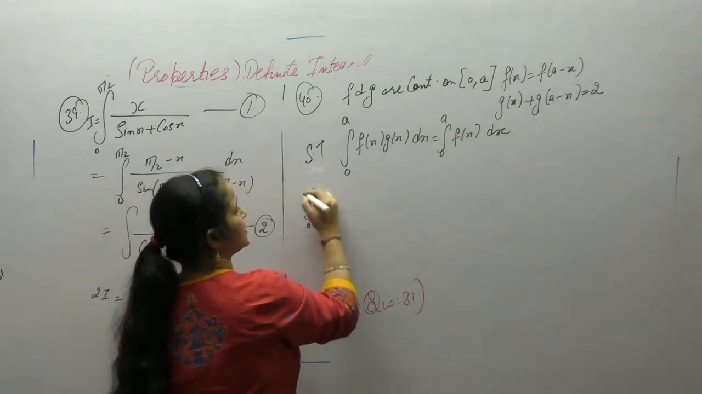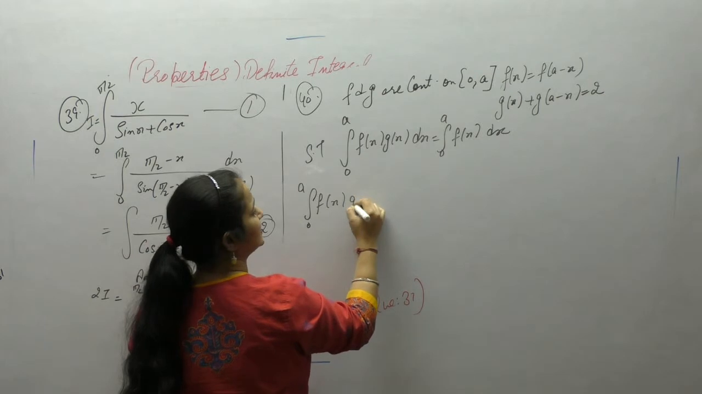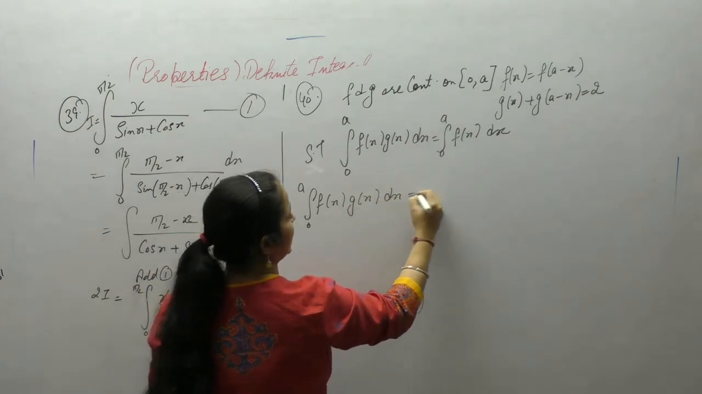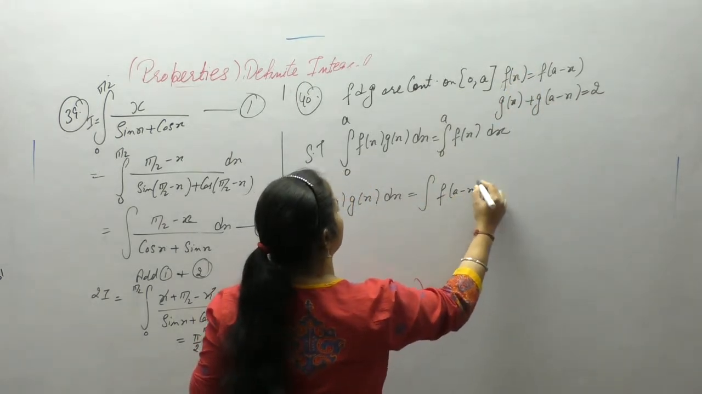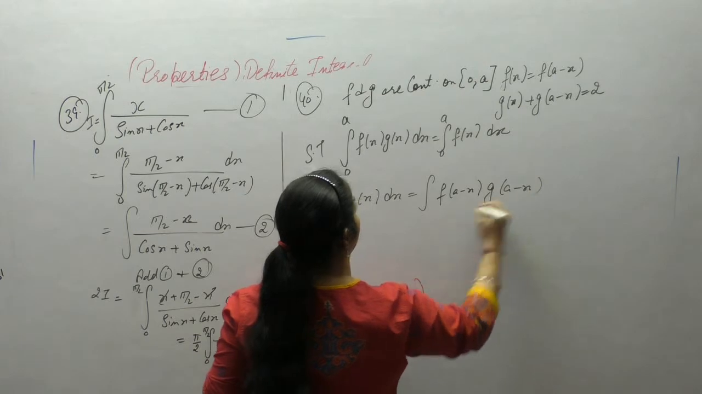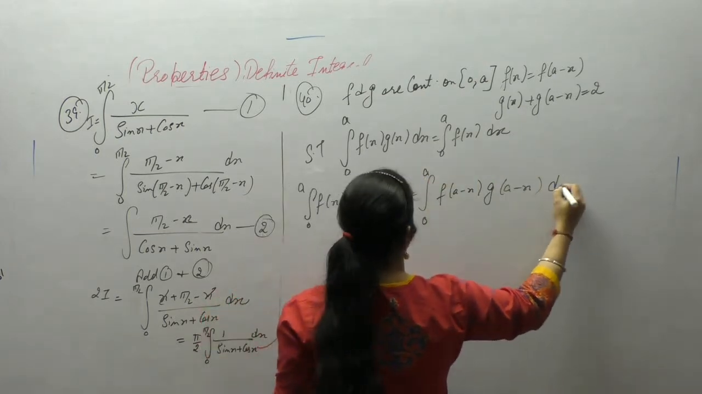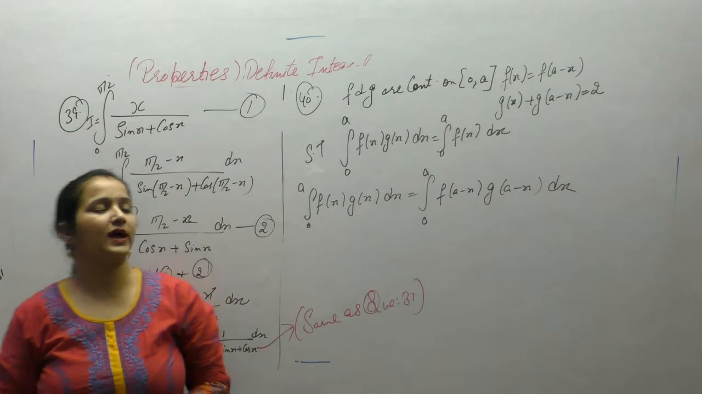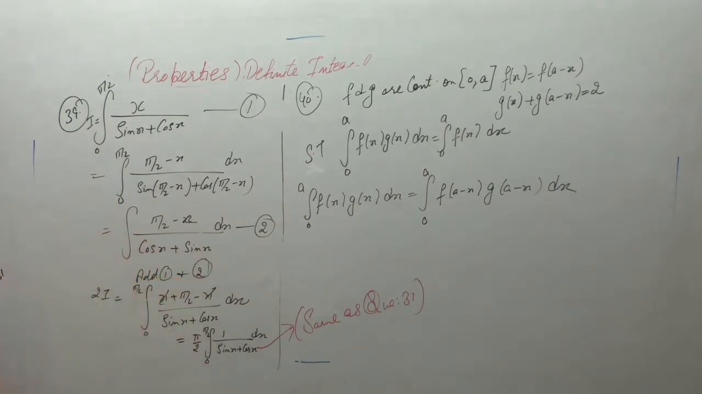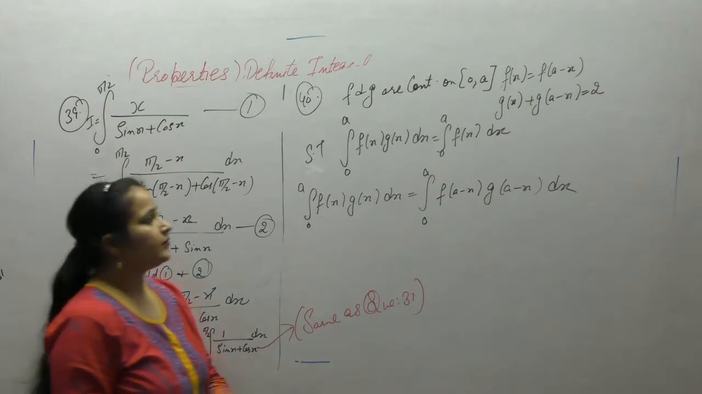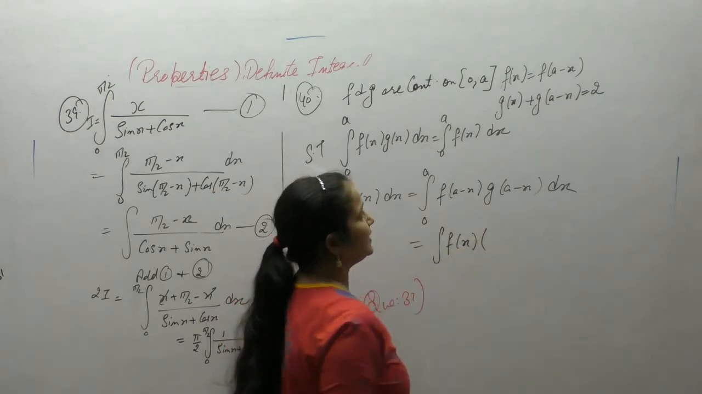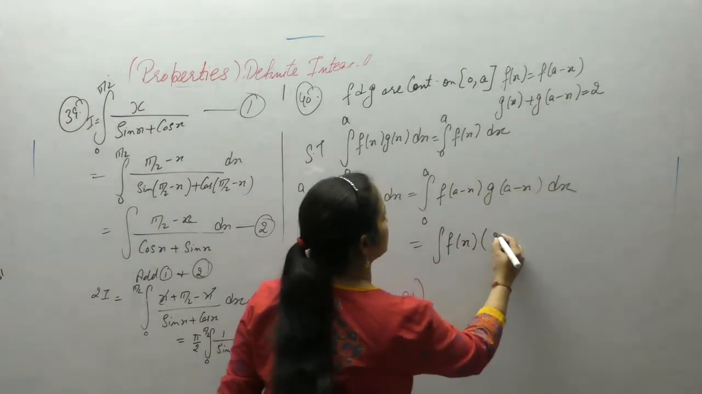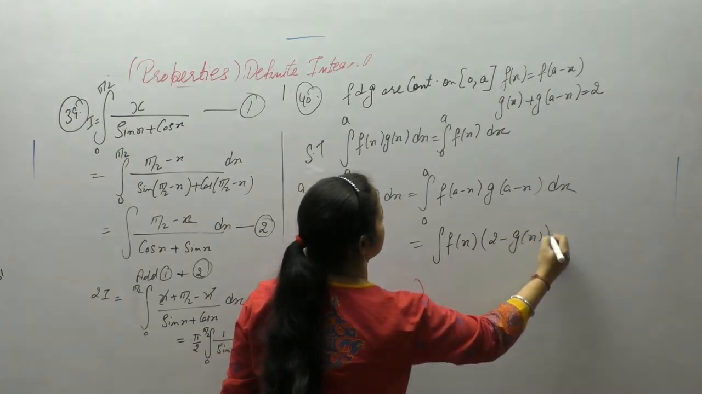Now take this function, integral 0 to a f of x g of x. Now f of x is equal to f of a minus x and g of x is equal to g of a minus x. We use the property here. Integral of 0 to a f of x dx is equal to 0 to a f of a minus x dx. Now f of a minus x is equal to f of x and g of a minus x is equal to 2 minus g of x.